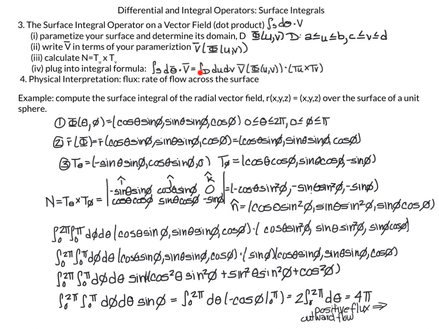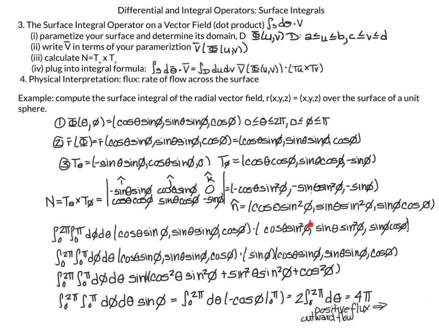So I have the double integral over the domain, from 0 to 2 pi of d theta, 0 to pi d phi. Then I have my vector field composed with my parameterization, that's this over here, cosine theta sine phi, cosine phi. And then I'm going to dot that with my vector normal, using the positive orientation: cosine theta sine squared phi, sine theta sine squared phi, sine theta cosine phi.